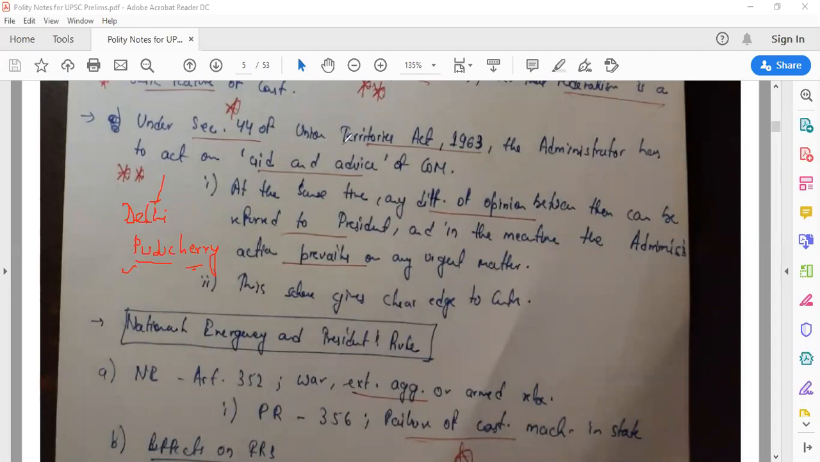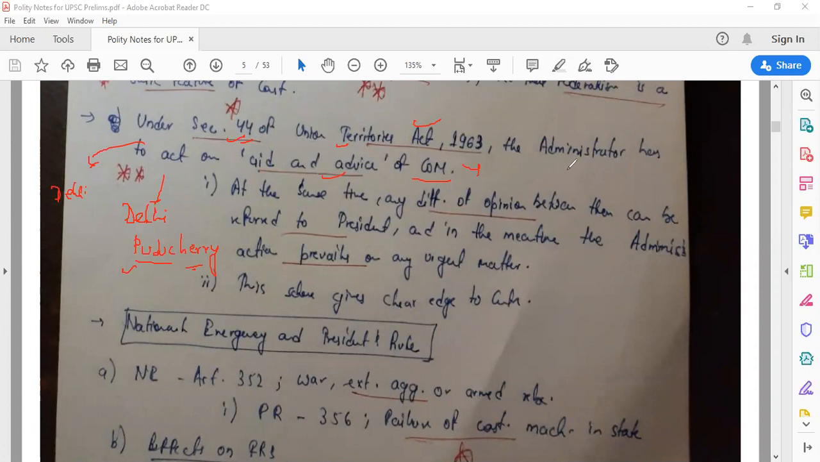So under Section 44 of the Union Territories Act 1963, the administrator has to act on the aid and advice of COM, that is Council of Ministers. Now, even if you don't remember the section, just remember according to the Union Territories Act 1963, or even if you remember sections, very good. So what you can do is when these questions come on Delhi and Puducherry and all those things, Union Territories, devolution of power and everything, you can cite this even in mains.